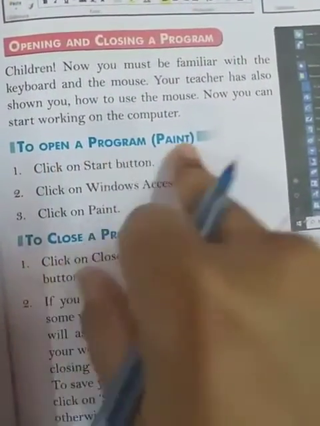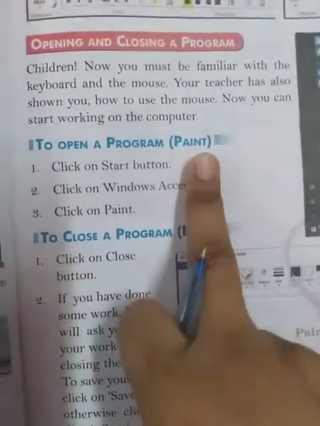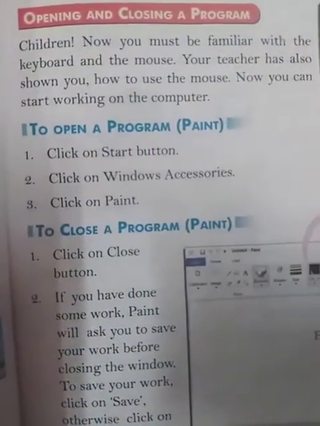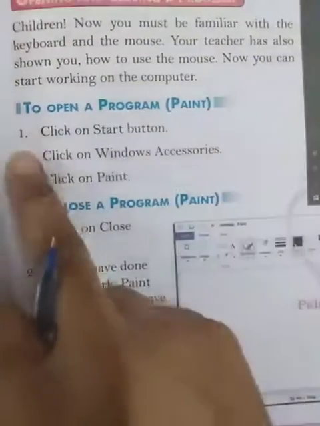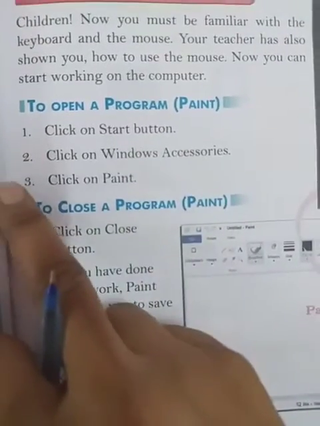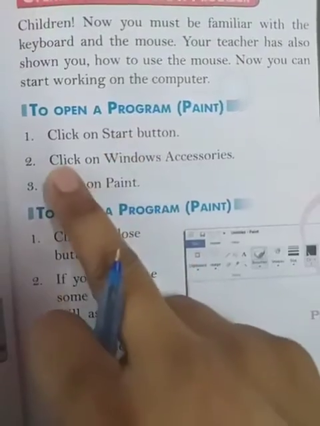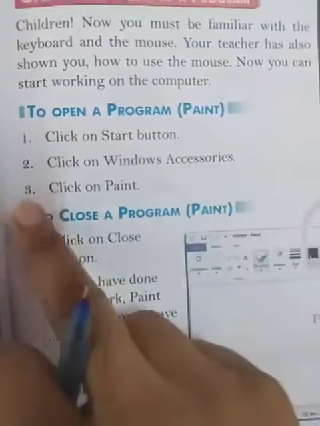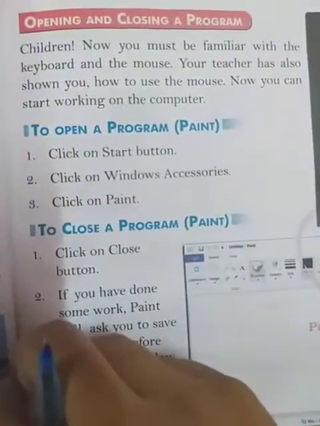To open a program, we can start with Paint, because you are all very interested in drawing paintings and colors. So first we open Paint. First, click on the Start button. Second, the Windows Accessories will open. When Windows Accessories opens, you click on Windows Accessories. Then click on Paint. Okay, your Paint program will open.